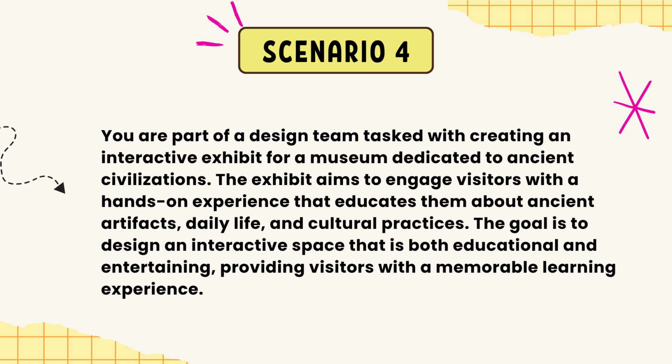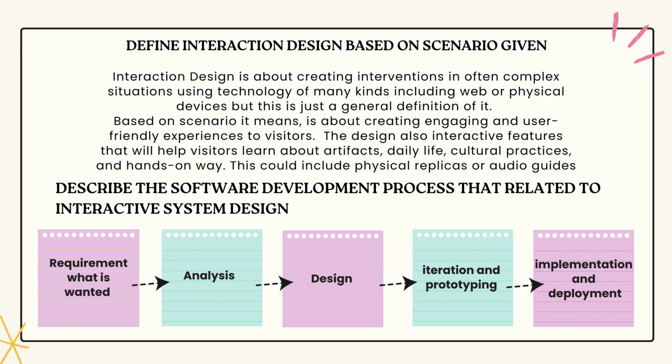The first one is about defining interaction design based on the scenario. In my scenario, I am part of the team tasked with creating an interactive exhibit for a museum that can give education to all the visitors. As you know, interaction design is creating interventions using web or physical devices, but this is the general definition of it. Let's explore more about the definition for scenario 4. Based on the scenario, it's about creating engaging and user-friendly experiences for visitors. The design also has interactive features that will help visitors learn about artifacts, daily life, and cultural practices in a hands-on way. This could include physical replicas or audio guides.